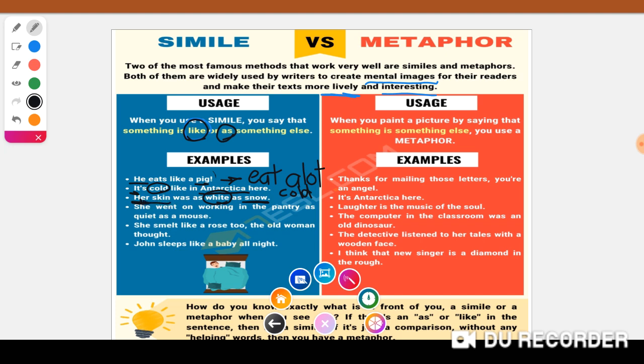She went on working in the pantry as quiet as a mouse. Here I'm comparing the girl to the mouse. The common feature is that both are quiet. She smelt like a rose too, the old woman thought. Here I'm comparing the girl to the rose, and the common feature between them is their smell. They both smell good. Joan sleeps like a baby all night. So here I'm comparing Joan to the baby and how they sleep.